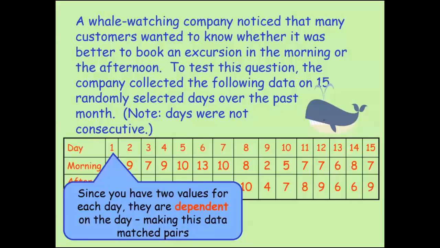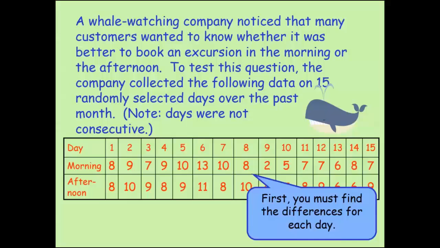Okay, so now that we have the data, what does one actually do with it? Well, because there's a dependence, we're going to subtract one number from the other and make a third set of numbers. So let's do this real quick. Let's go into our calculator and type in the morning data in list 1 and the afternoon data into list 2.